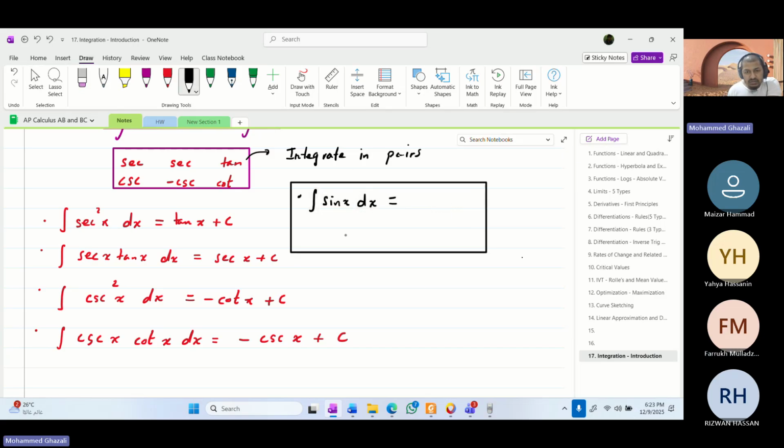Integral of cos x dx is sine x plus c, because if I differentiate sine, I get cos. So the integral of cos is sine. And the integral of sine x dx is equal to negative cos x plus c. Very important, because if I differentiate cos x, I will get negative sine. So if I differentiate negative cos x, then I will get sine. Are we good, guys? Make sense? Great.